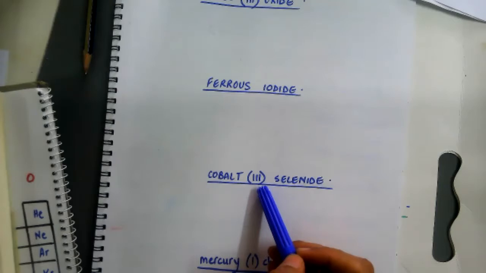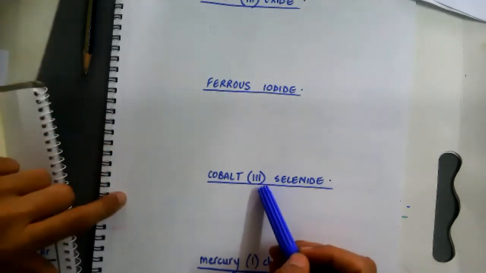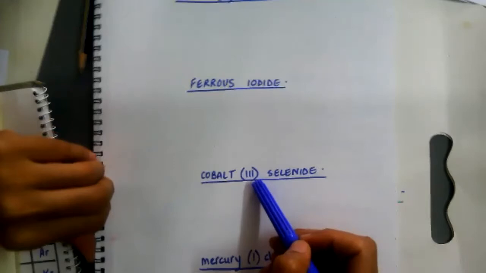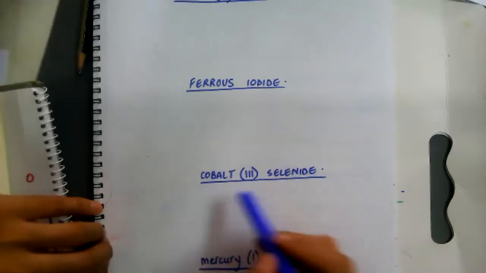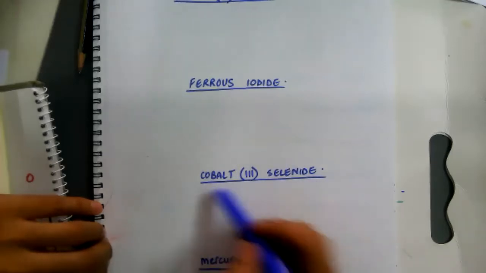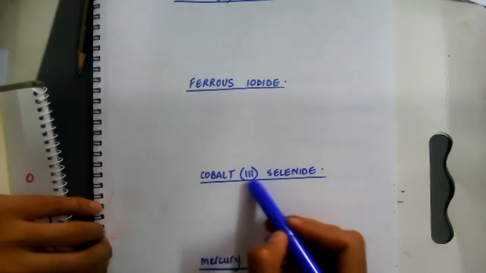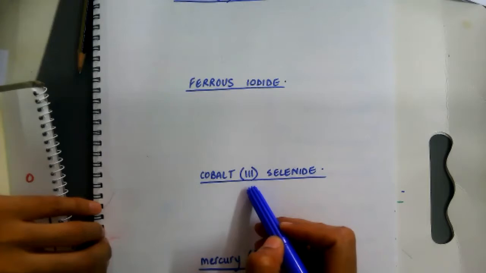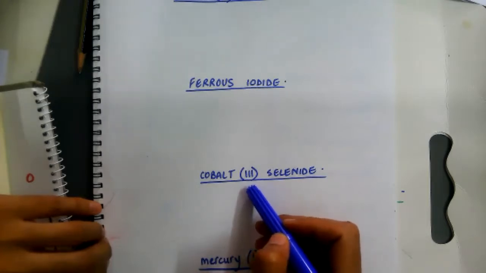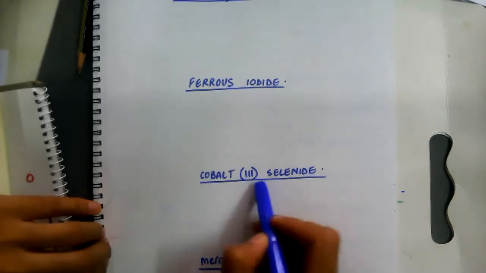Teacher, type 2 binary ionic compounds can have multiple forms. They have ions with more than one charge. Very good. So why do we write these Roman numerals in brackets? Because they have multiple charges, so we have to differentiate. Right. Very good. Yes, Abu Bakr. Thank you. Jazakallah khairan. You answered it correctly.